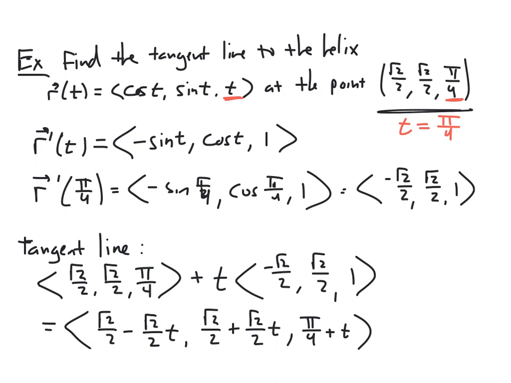Right? And for this particular line, we want t to range over all real numbers, or from negative infinity to infinity, however you want to record that. But this is the line that will be tangent to the curve and have the same slope as the curve does at that particular instant in time.